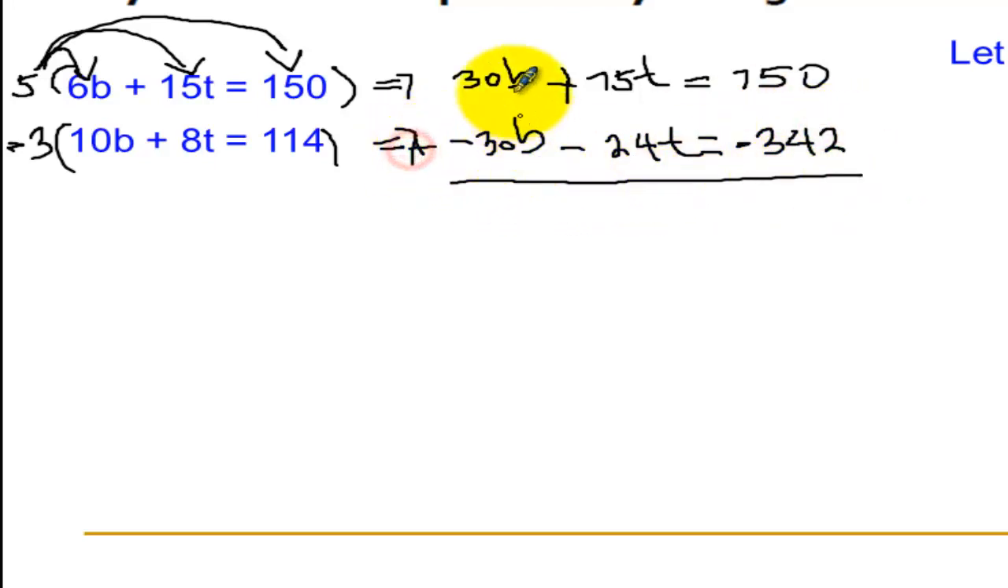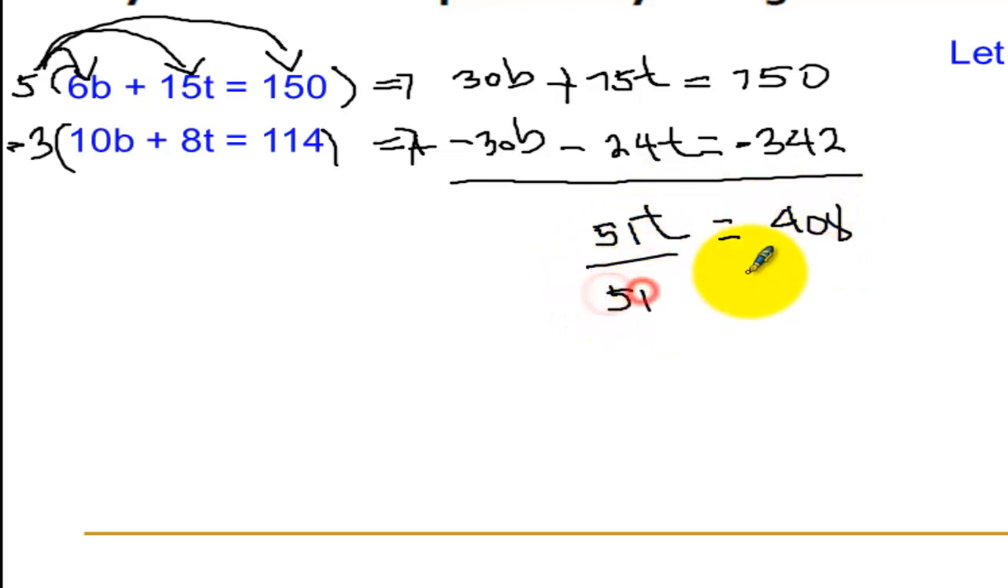Adding the two equations, 30b minus 30b is equal to 0. 75 minus 24 is equal to 51t. And 750 minus 342 is equal to 408. Divide both sides by 51. We are going to get 408 divided by 51 is equal to 8.